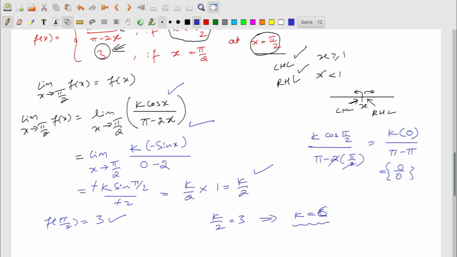Right? So now if the function is continuous at x is equal to pi by 2, then the value of k is 6.